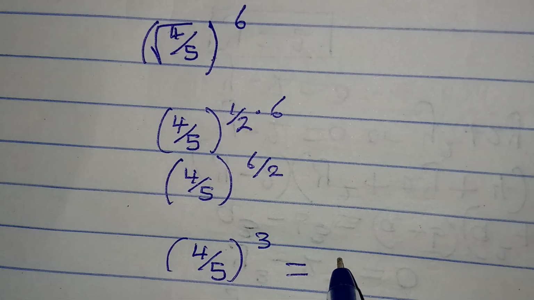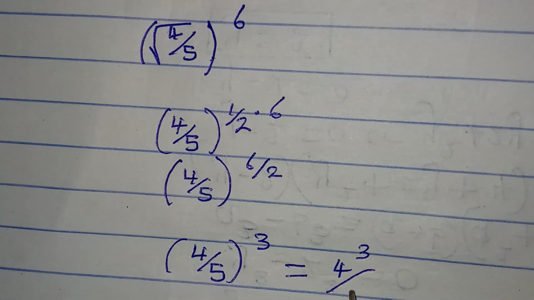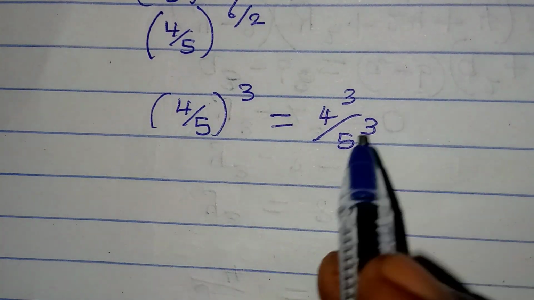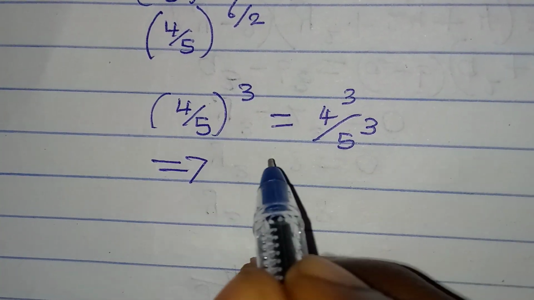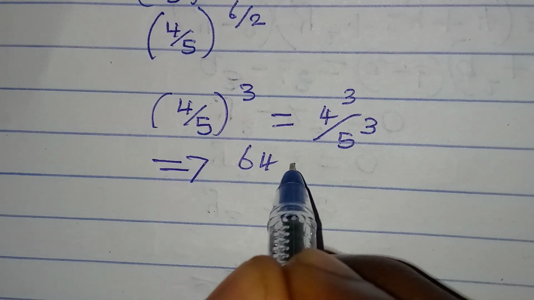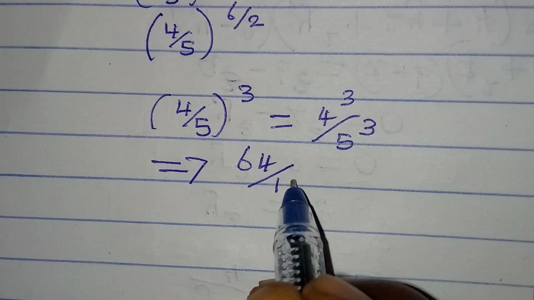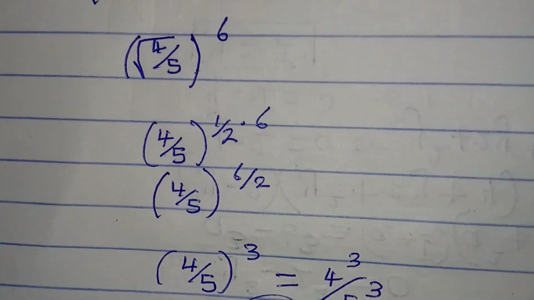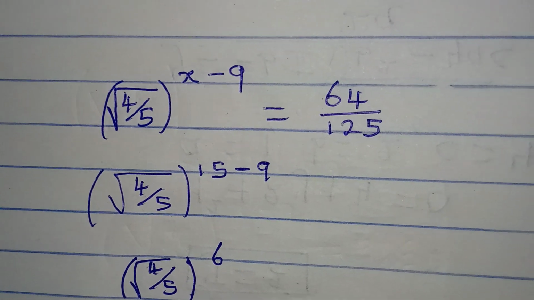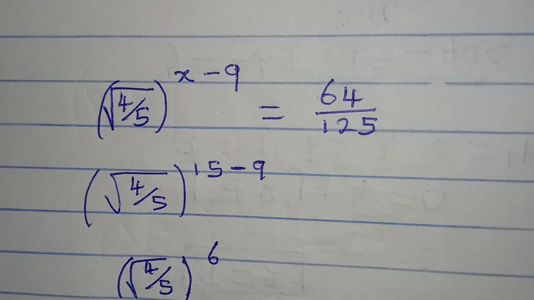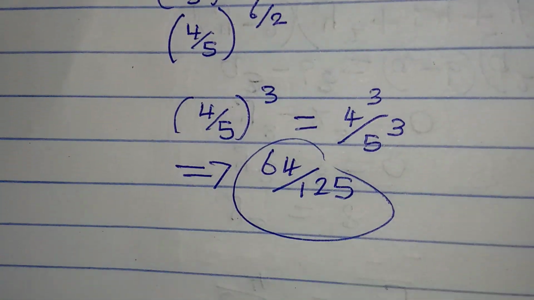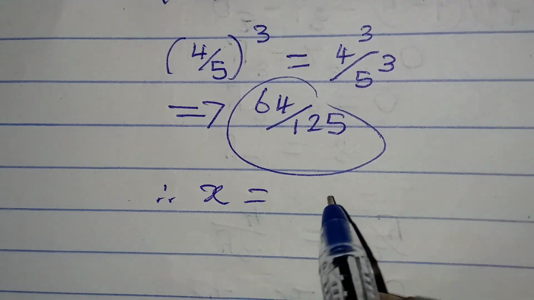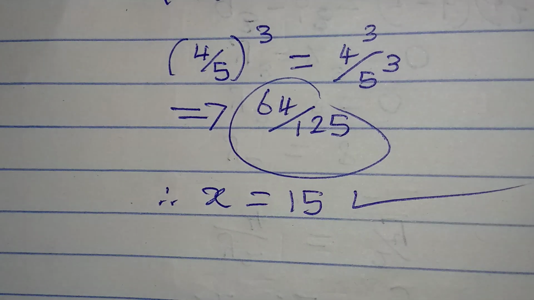And this is the same thing as 4^3 over 5^3, right? And 4^3 will give us 64, and 5^3 will give us 125. And remember that this is what we got on the right hand side of the equation, 64 over 125. And now this is a confirmation that x equal to 15 is actually very correct.